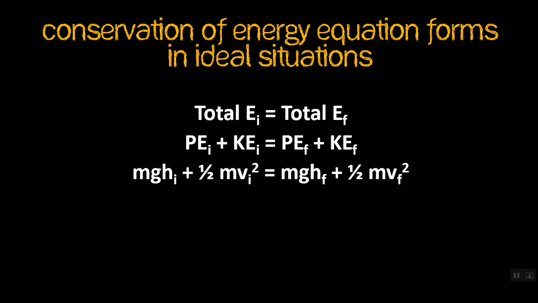We know that the total energy in the system cannot be created or destroyed if there's no influx of energy or no loss of energy. Therefore, the total energy in the beginning must be equal to the total energy at the end. So the sum of the potential and the kinetic energy in the beginning is equal to the sum of the kinetic and the potential energy at the end. Now, some syllabi refer to this sum of potential and kinetic energy as mechanical energy.